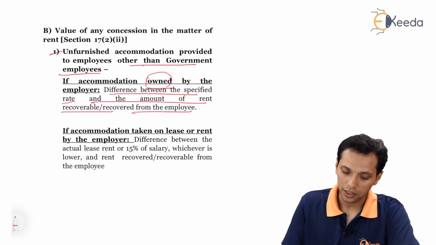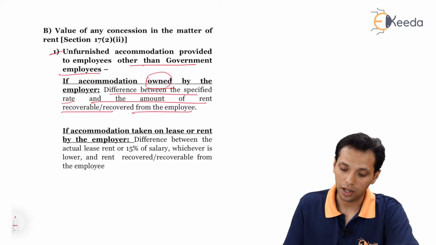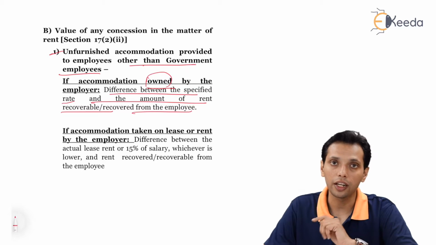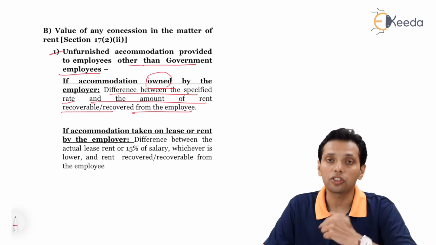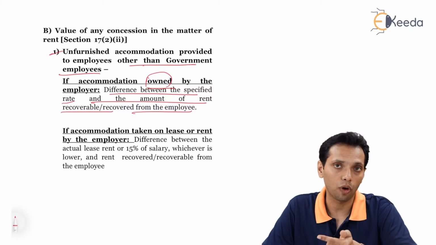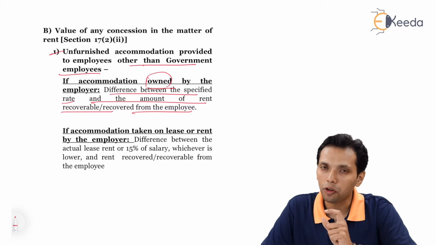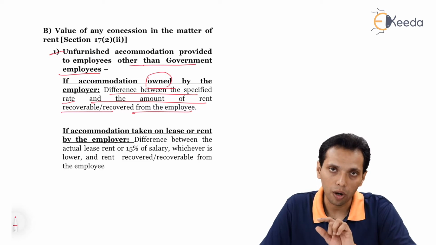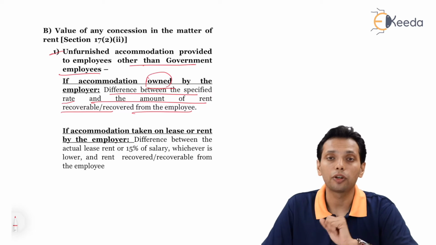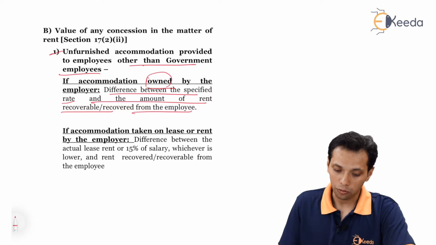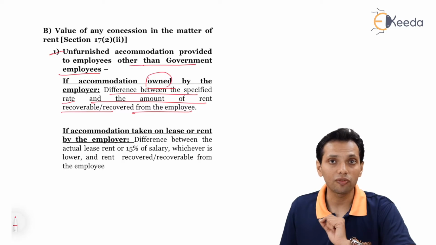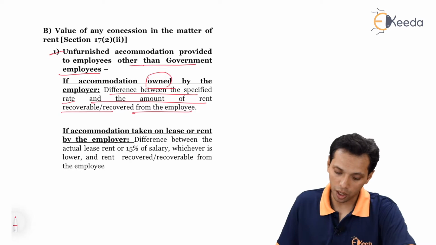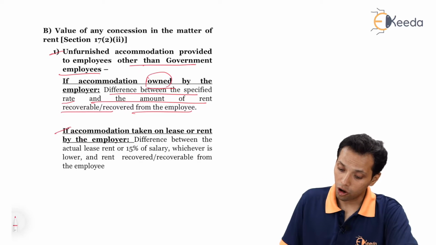So in part B that we are continuing over here, the value of residential accommodation is calculated. Now, where there is concession in rent provided by the employer, part of the rent is recovered from the employee, so only the balance amount will be taxable as perquisite in the hands of the employee. So first is unfurnished accommodation owned by the employer, where the difference amount is taxable in the hands of the employee.